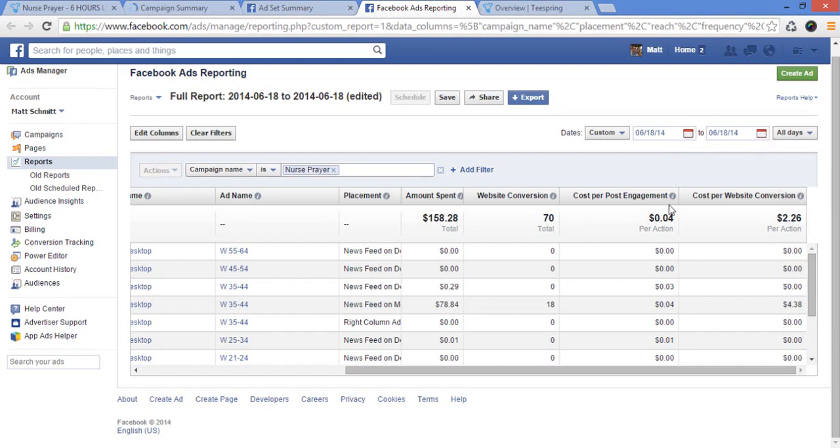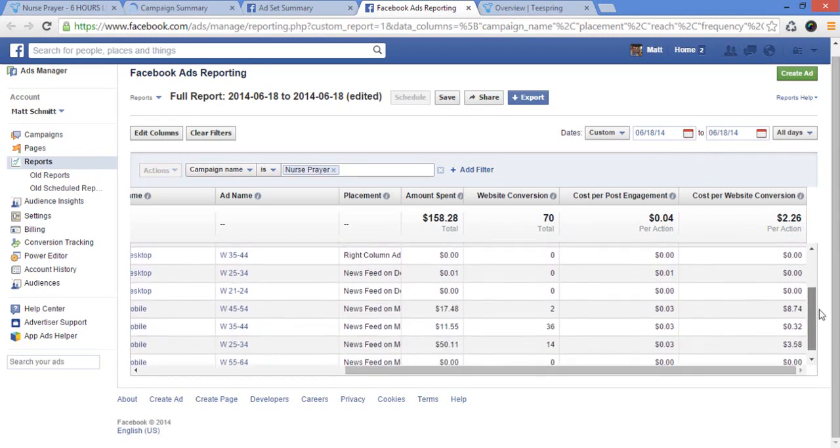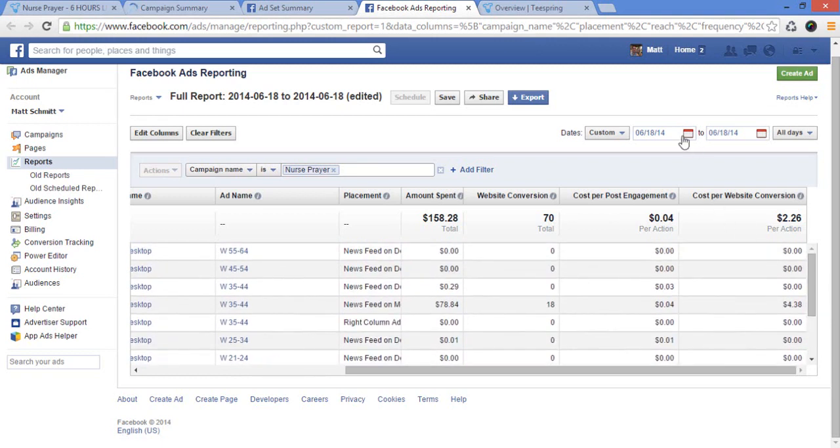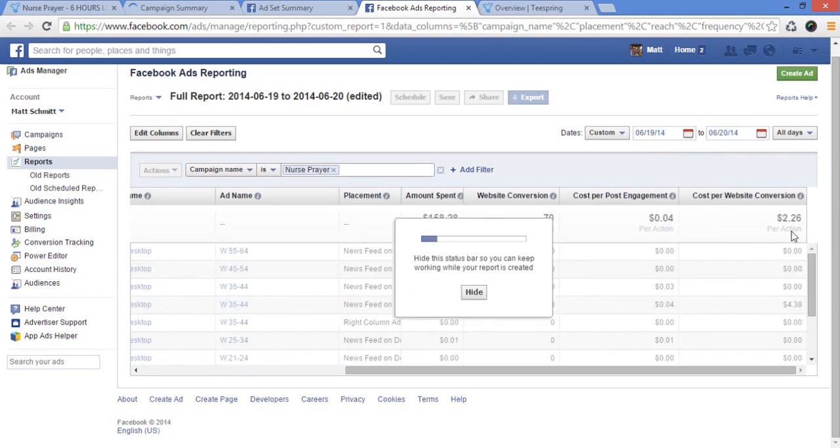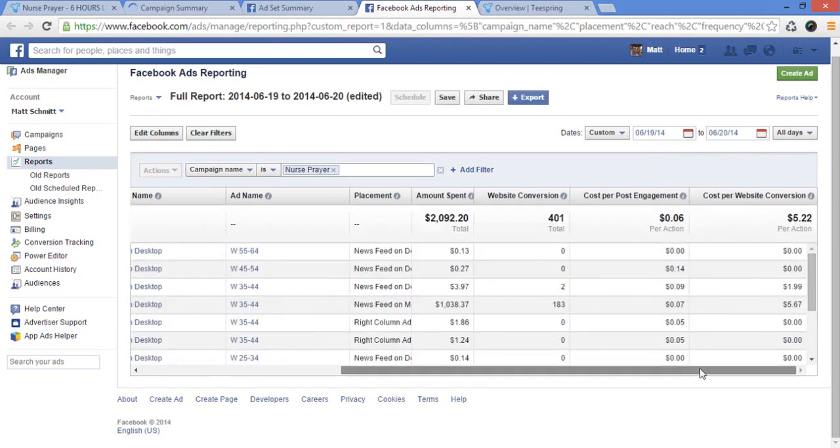Now, I talked about cost per engagement. Obviously, the average is very low. Cost per action is very low. And as I started to scale, what you'll get to see is how this campaign starts to turn. So on day two, still a very solid cost per action. Very solid cost per action on conversion.